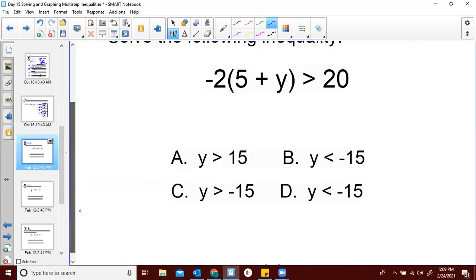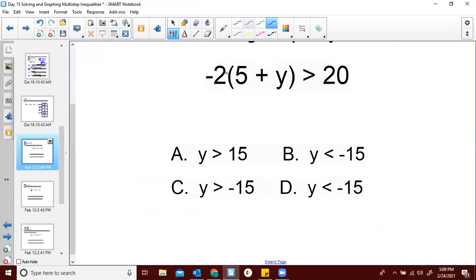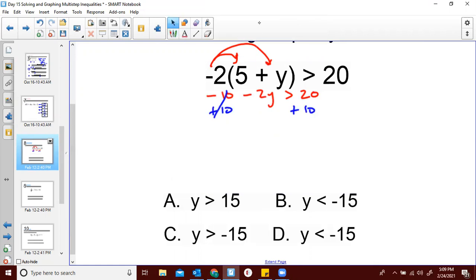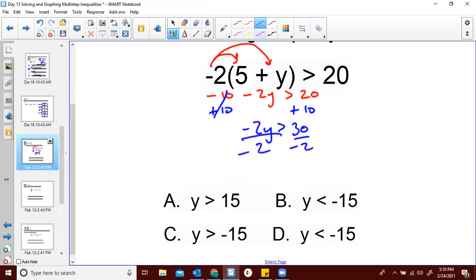All right, another one, solving this inequality. So I'll do this one again. We're going to distribute. So I get a negative 10 minus 2y is greater than 20. I want to get rid of this 10, so I'm going to add 10 to both sides. When I do that, I'll get negative 2y is greater than 30. And then when I divide by a negative 2, I'm simply going to get y less than negative 15. Don't forget we divided by a negative number, so we have to flip this sign. So my answer is just B.